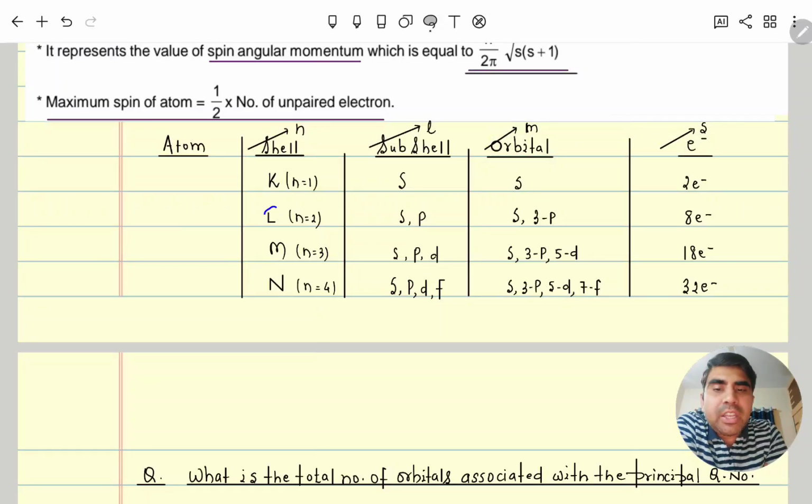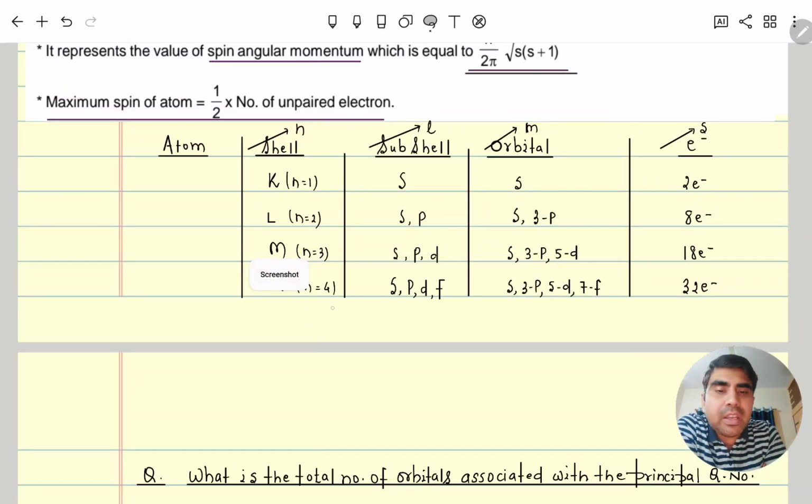2. Similarly, in the second orbit, how many subshells? s and p, 2s and 2p. How many orbitals are there? One s and three p, px, py and pz. So s can have maximum 2 electrons, p can have 6, so total 8. Similarly, the M shell has how many subshells? s, p and d. s has only 1 orbital, p has 3, d has 5, so total 9 orbitals, and 18 electrons.